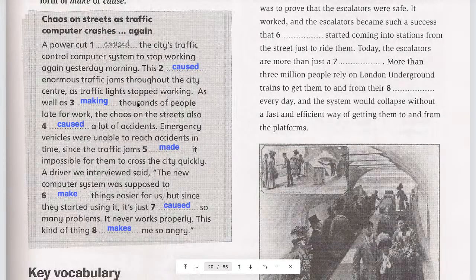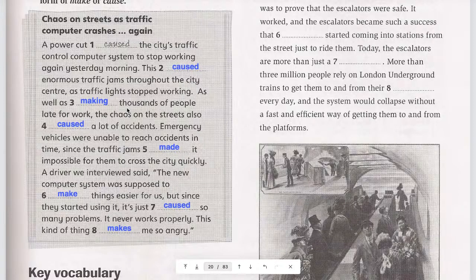Now which one is the noun? Which one? Just tell me. Anyone? Thousands of people, you underline that and you write n. That means noun, okay? Otherwise you have to write too much. Thousands of people, that is a noun. And which one is the adjective? Late. So underline late and then you write adj, adjective.